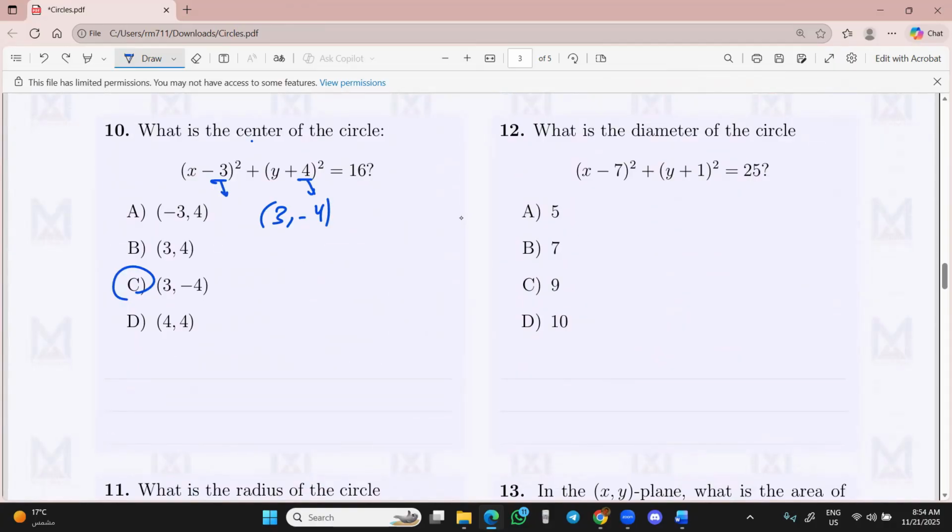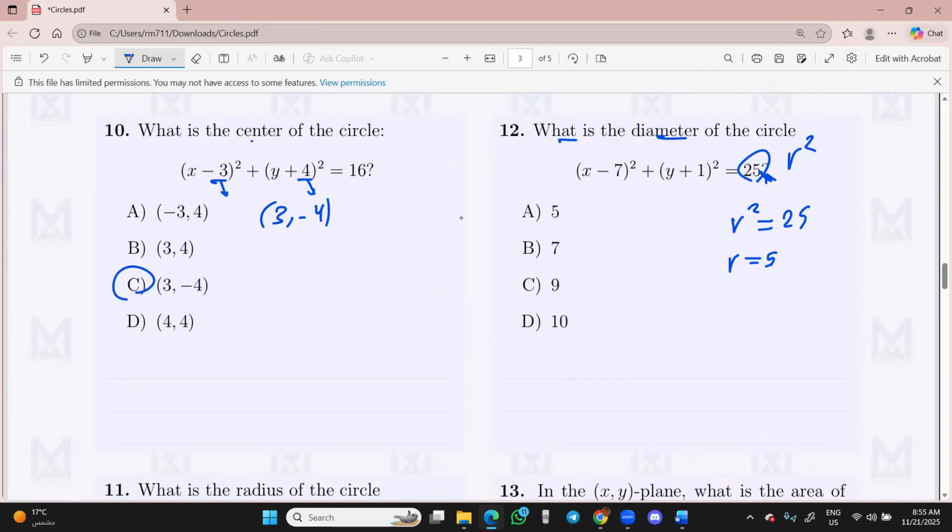Question number 12. What is the diameter of this circle? Diameter is double the radius. So some people say, okay, 25 doubled to be 50. That's wrong, because we need to get the double of the radius. This is not the radius, guys. This is the square of the radius, because this should be written as r squared. So r squared is equal to 25, which means r is equal to only 5.